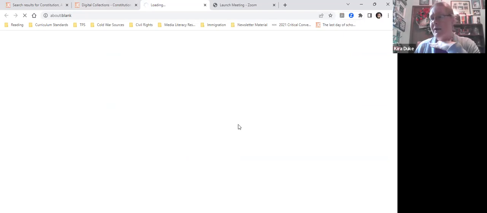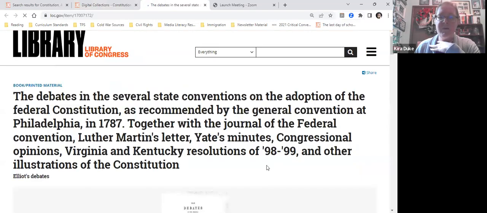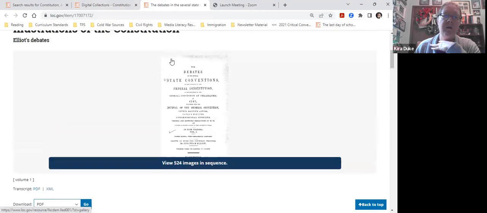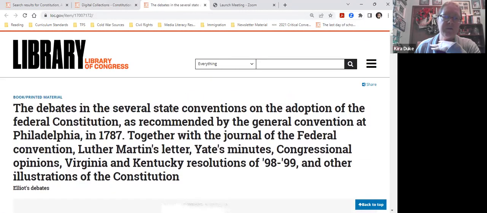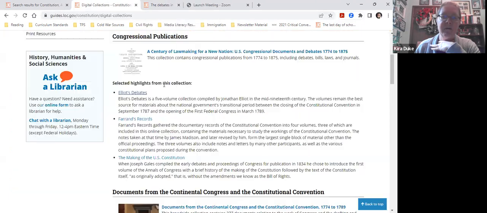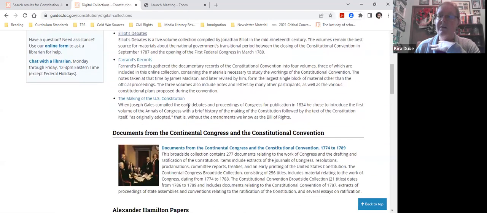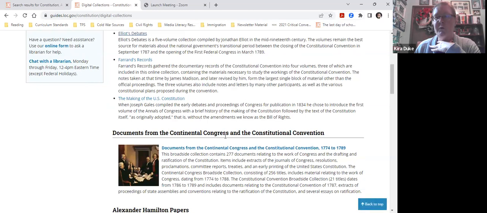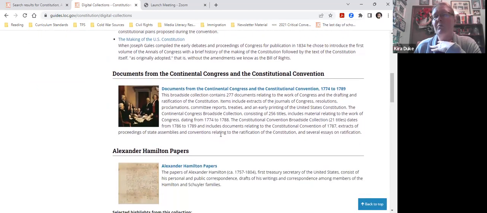Now, it's all text, and some of it may be quite complicated for students. Oh, and wait, they have moved this over to the new format. That's new since the last time I have been. So you definitely want to take a look at this. But just know that anything in that Century of Lawmaking collection is just the congressional record. It can be very useful, but it's all text, so it may be a little more than you want to use with 8th grade students.